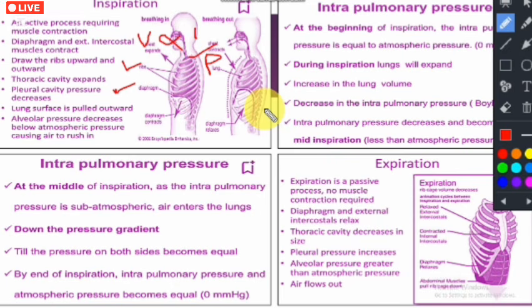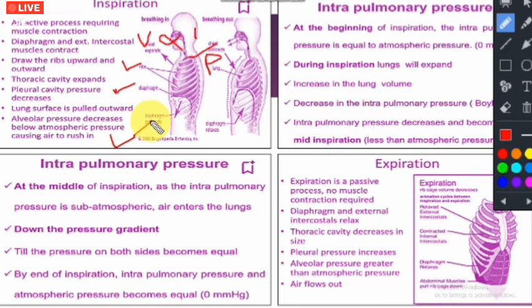It becomes more negative because the lung volume is expanding and air is flowing into the lungs. That pressure moves from -4 millimeters of mercury to -5 and sometimes -6 millimeters of mercury. Now, all of these changes in the lung volume and the respiratory pressures cause air to rush into the lungs.